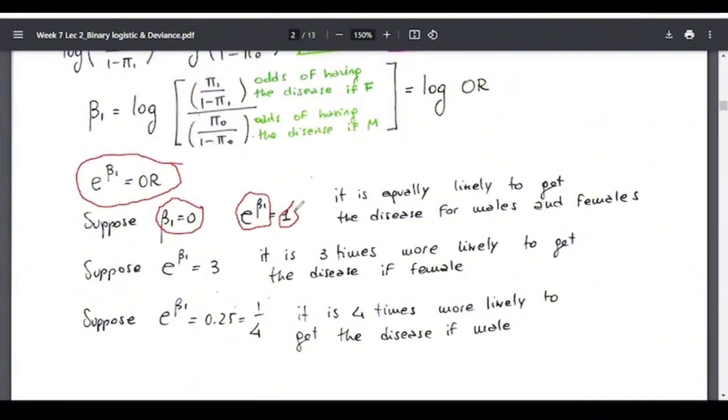That is when odds ratio equals 1. Therefore, when the odds ratio equals 1, when it is greater than 1, and when it is less than 1, it has a meaningful interpretation in statistics.